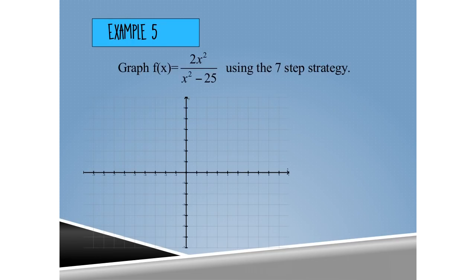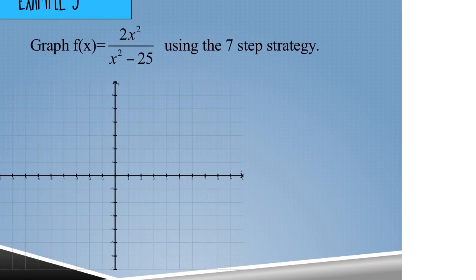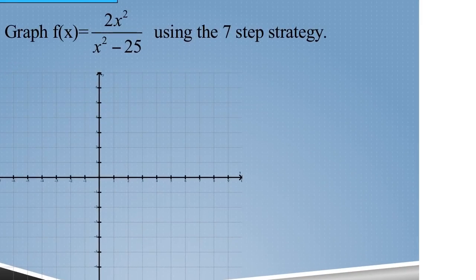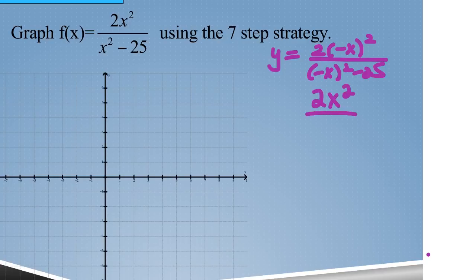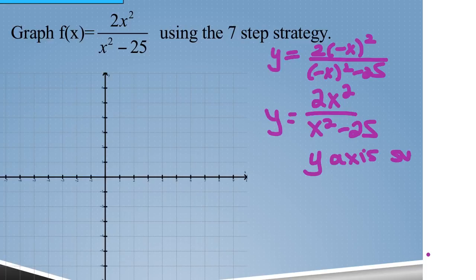All right, example 5. So we're graphing f of x equals 2x squared over x squared minus 25, again, using the same 7-step strategy. So let's start with symmetry. This time I have y equals, if I plug in a negative x, both of those values go back positive. And my function goes unchanged, which means there is y-axis symmetry.